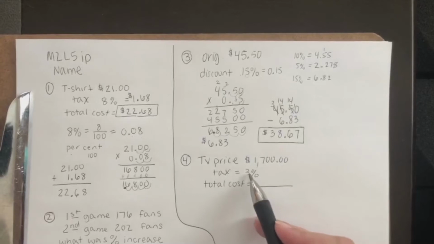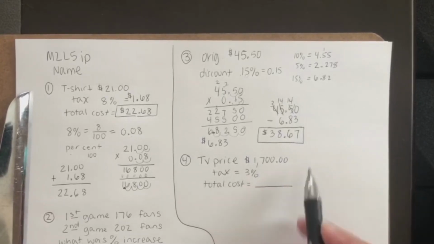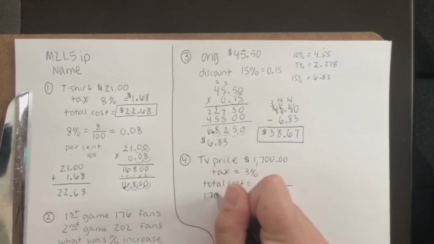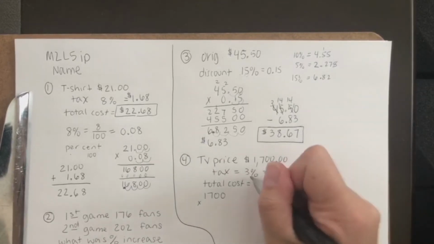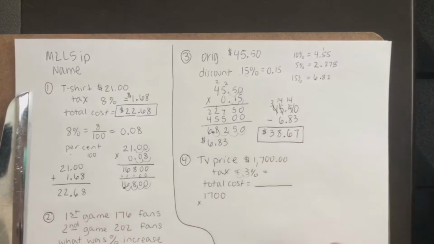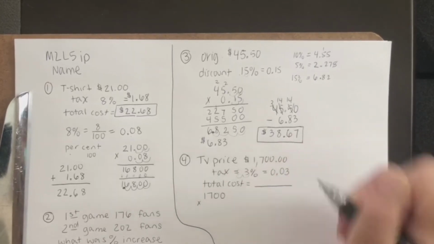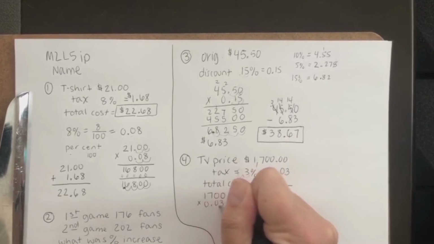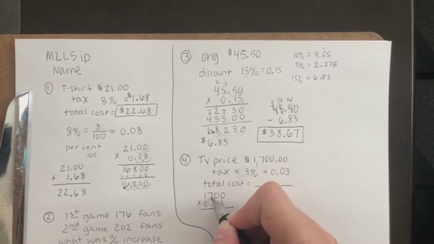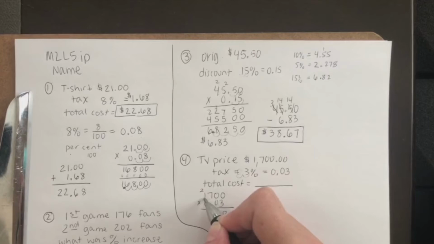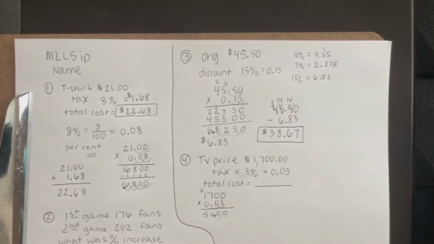Okay, so let's find 3% of 1,700 and then add it together. So 1,700 times, remember that 3%, we calculate that by moving the decimal twice. So we actually need a 0 there, 0.03. 3 times 0 is 0. 3 times 0 is 0. 3 times 7 is 21. 3 times 1 is 3. 4, 5. And we don't need to do anything with these zeros, so we just need to calculate 2 decimal places. So the tax is only $51.